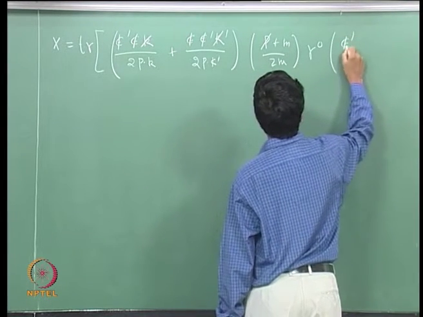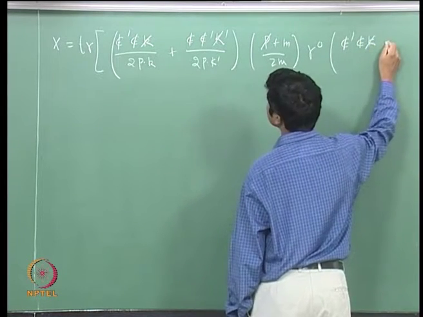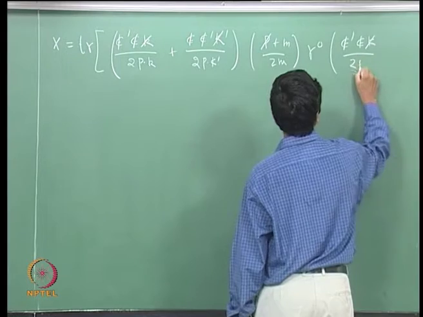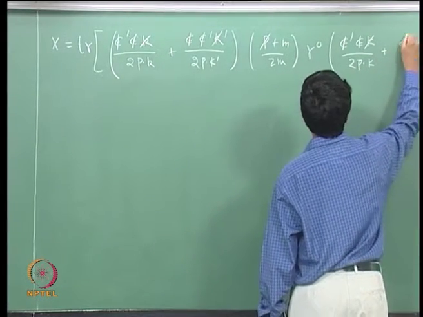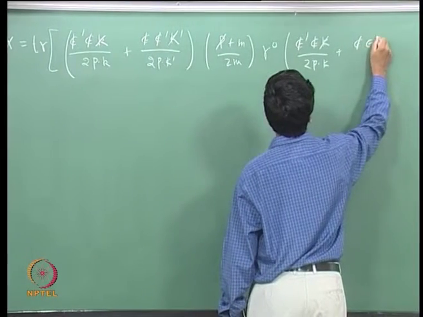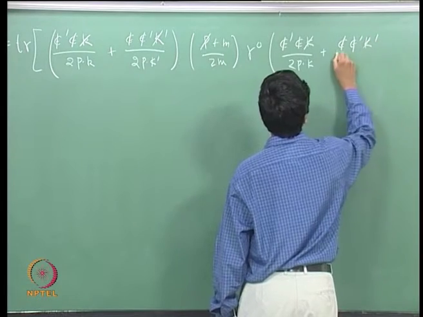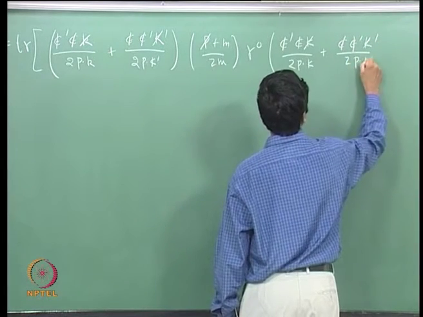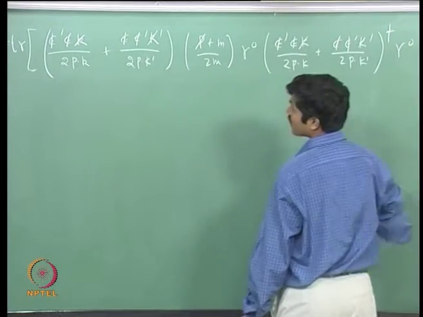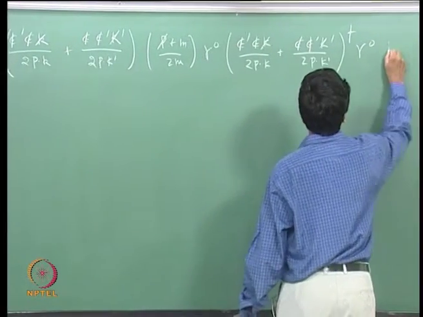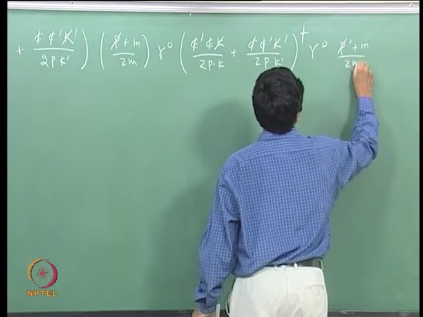epsilon prime slash epsilon slash k slash over twice p dot k plus epsilon slash epsilon prime slash k prime slash over 2 p dot k prime dagger gamma 0 and then p prime slash plus m divided by 2m.